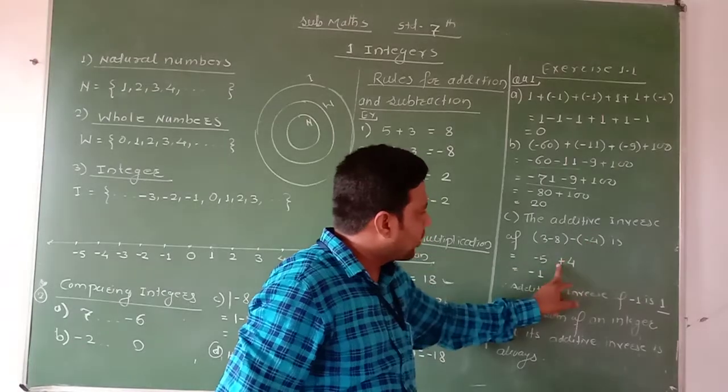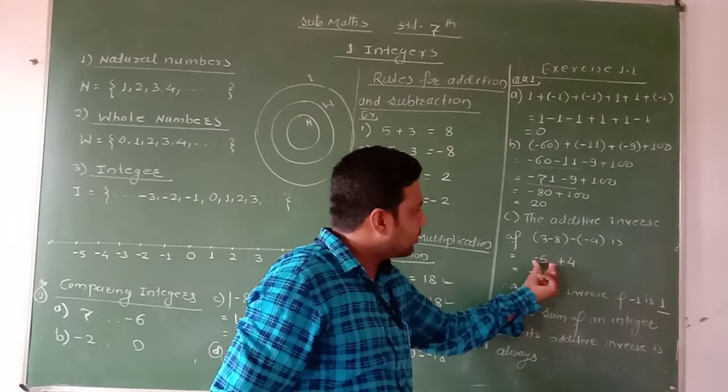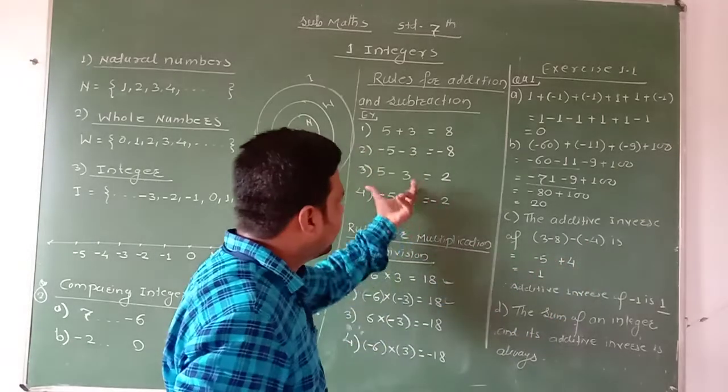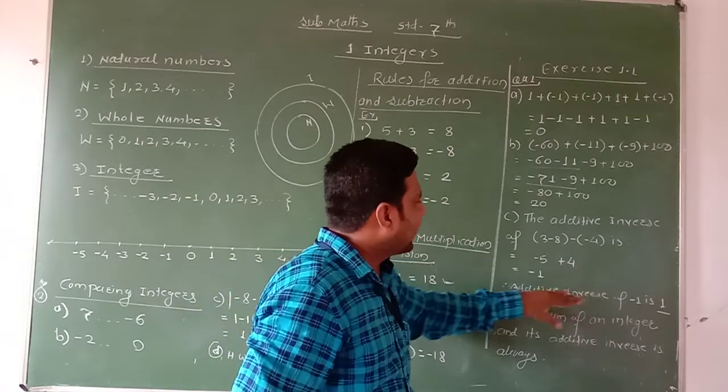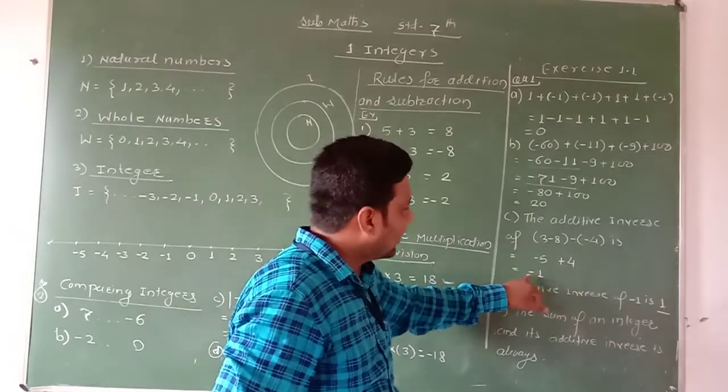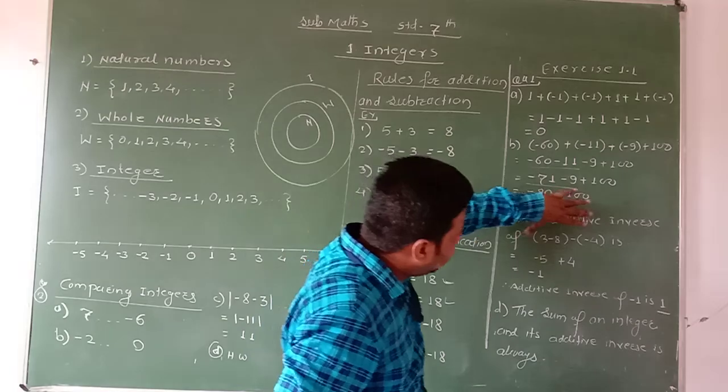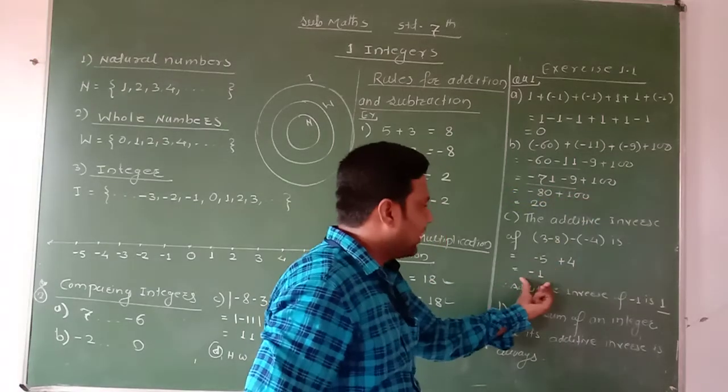Negative, negative, that is positive, plus 4. Now minus 5 plus 4. According to rule, here we have to do the subtraction and give the sign of greater number. It means that is minus 1. Here we get the answer for this equation is minus 1.